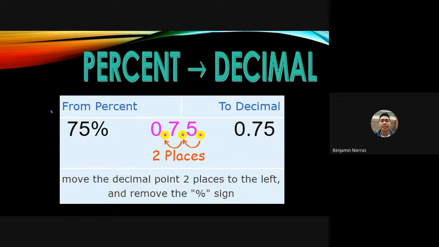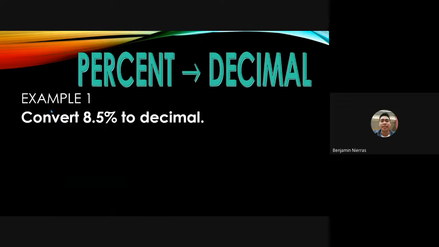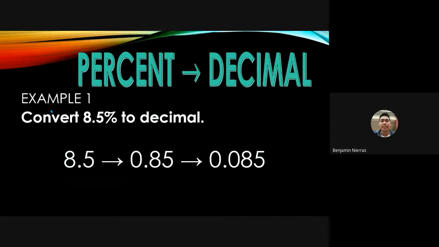So let's go to the further examples. Suppose we have example number 1. Convert 8.5% to decimal. So here, just copy the given. You may also just copy the given 8.5% or simply remove the percent sign. Just simply 8.5. Then, divide by 100 or simply move the decimal point to the left by two places.